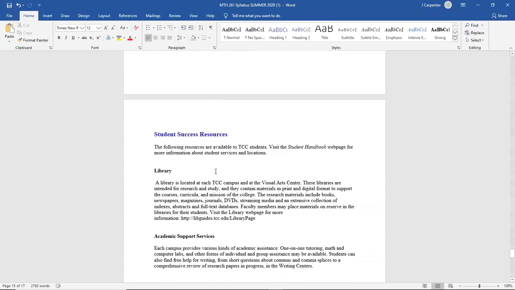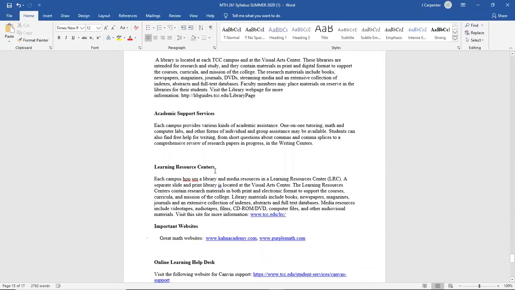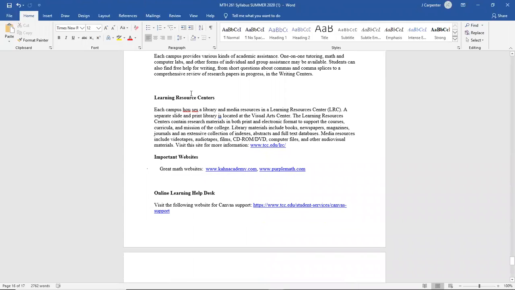Emergency procedures, not really an issue. Library, not really an issue. Learning resources. I know in the spring, the tutoring center was available digitally. I can't guarantee that at the moment. We actually just sent out an email this morning or last night asking if tutoring was going to be available this summer. I have no idea currently. When I have that information, I will disseminate it to you.